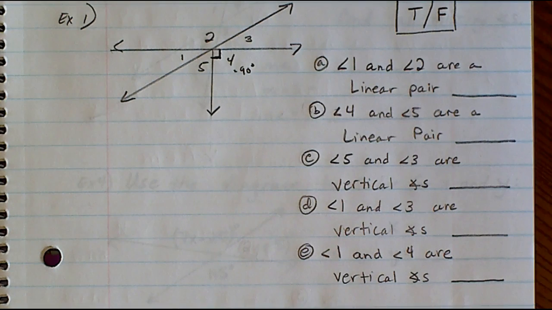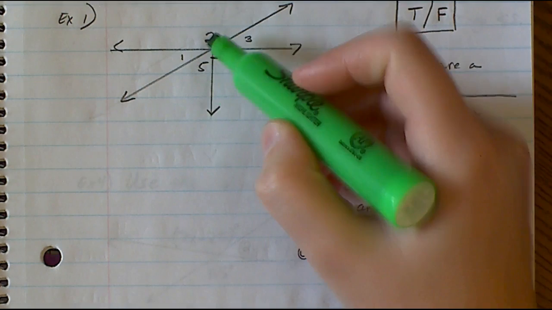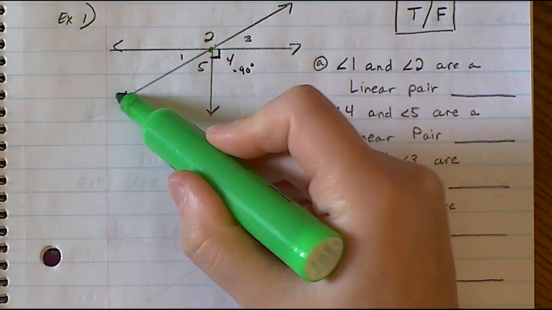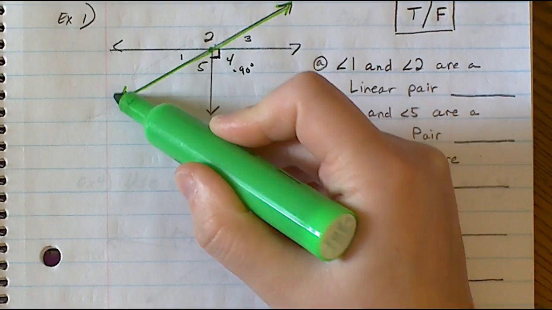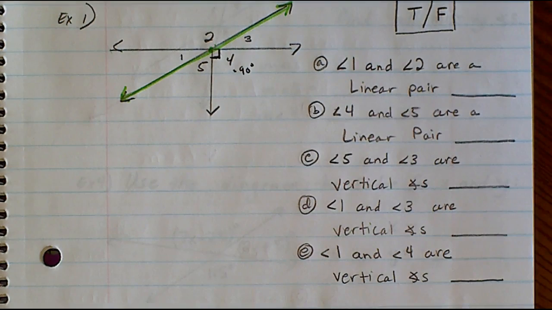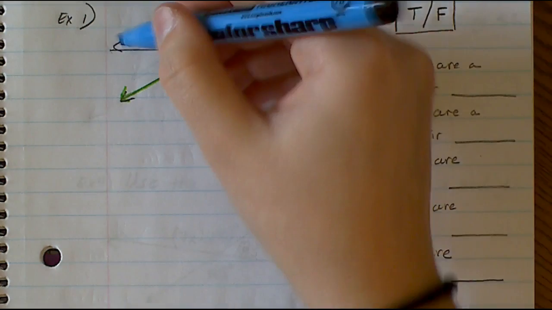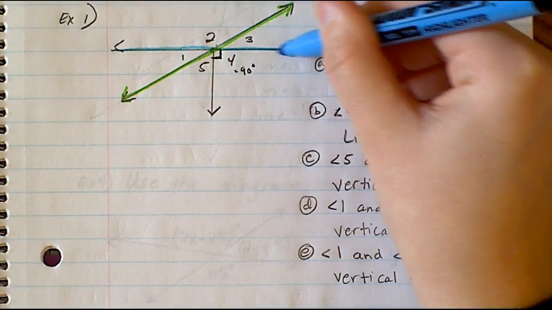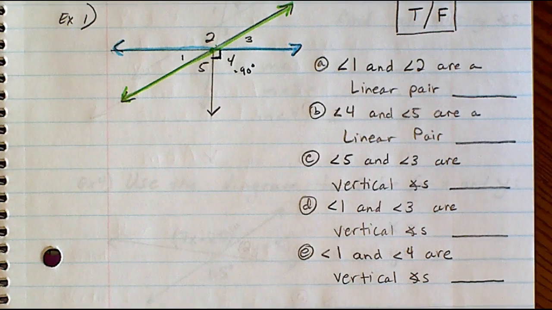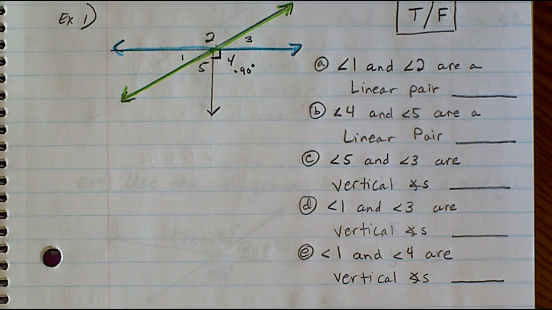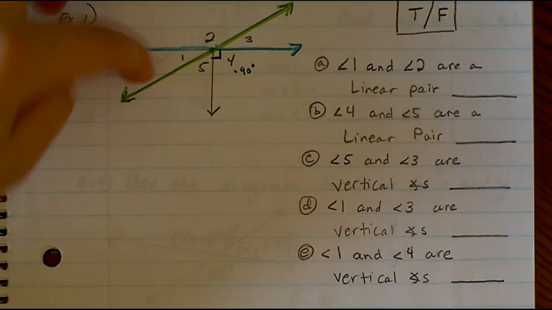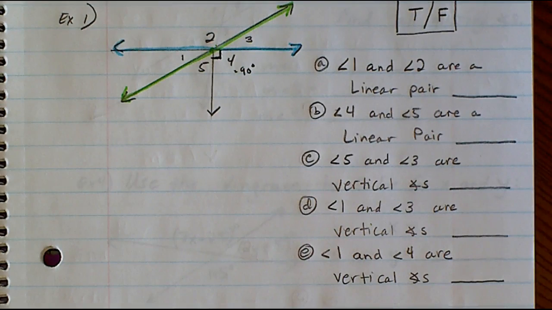The other thing that I notice is that there are some lines going through a common vertex. So here's one line. And here's another line. That is important to note because we just learned two new vocabulary words that create a straight line. So I'm going to look first at angles 1 and 2 because that's our first question. Angles 1 and 2 are a linear pair.